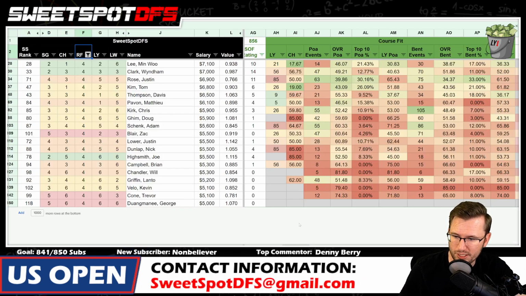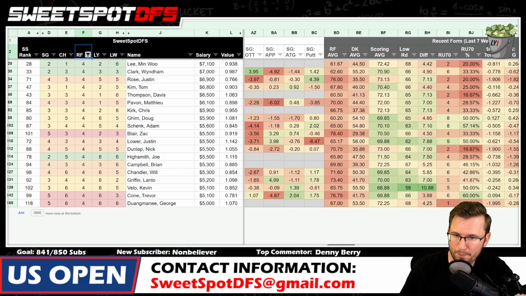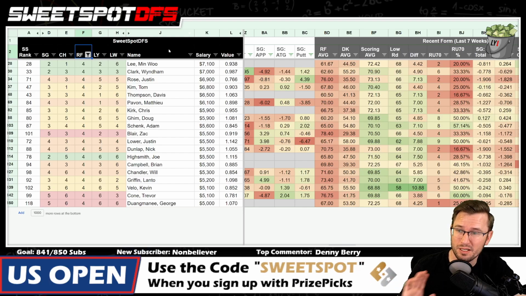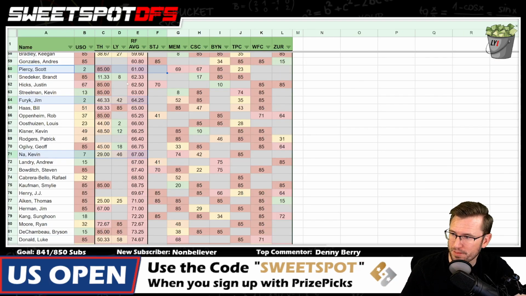So when we take a look here, these are all your recent forms that are pink. And do I really feel confident with any of these golfers? The answer is no, honestly. I don't really care. And we went back to 2016. Do we have anything similar?